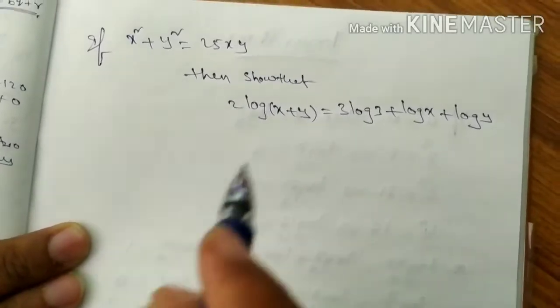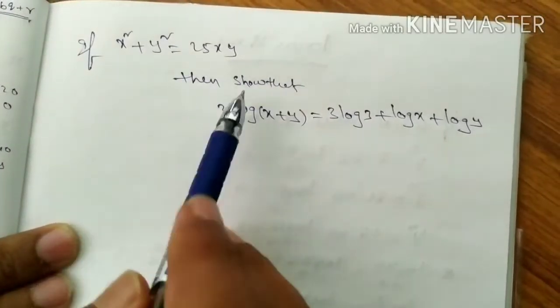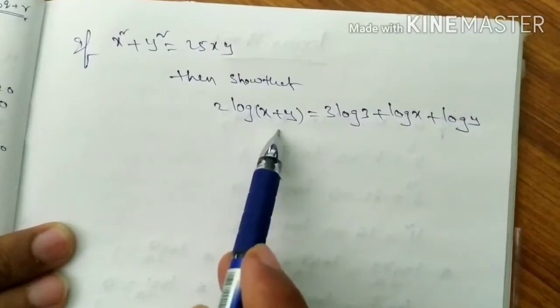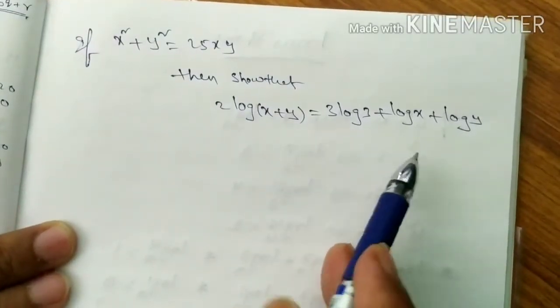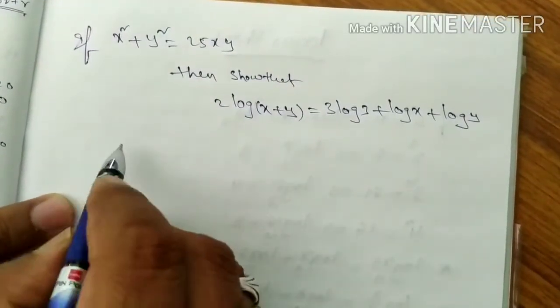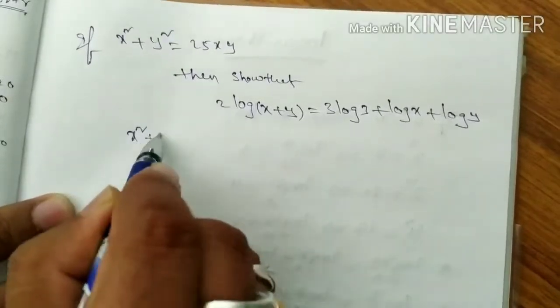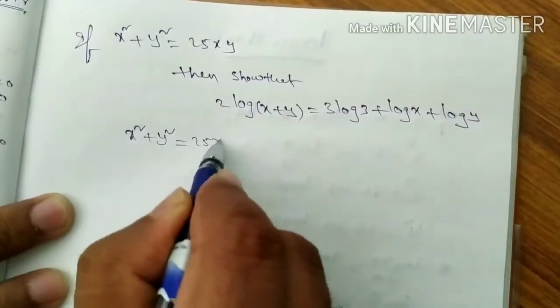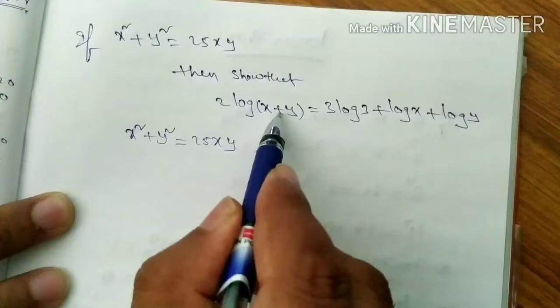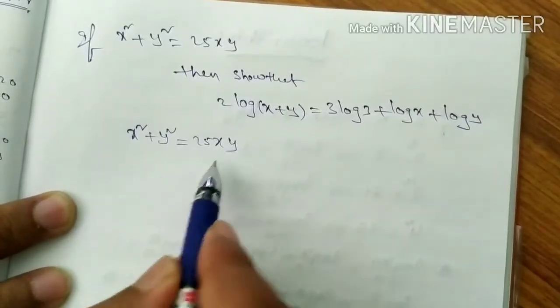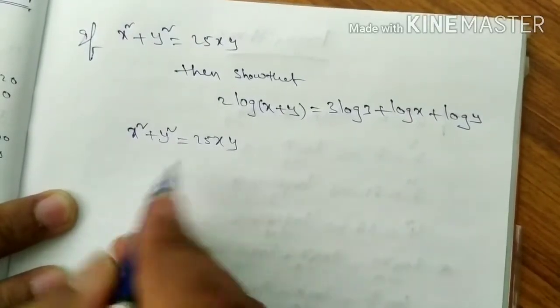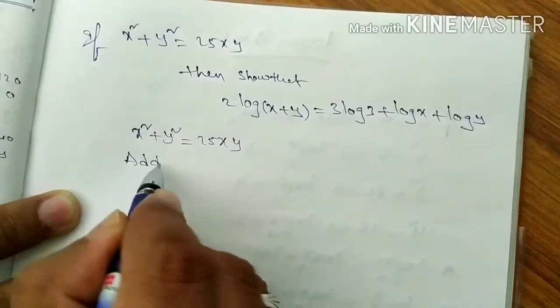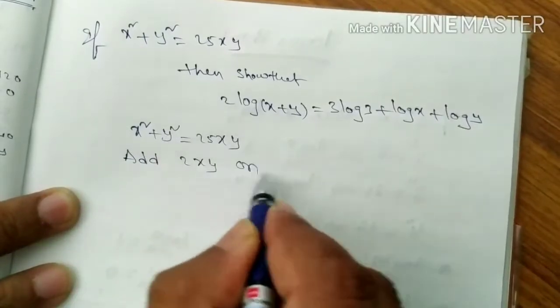If x square plus y square is equal to 25xy, then show that 2 log x plus y is equal to 3 log 3 plus log x plus log y. If part means that is the given part. So x square plus y square is equal to 25xy. In the question here plus is given, so add 2xy. If here minus, add minus 2xy. Here add 2xy on both sides.